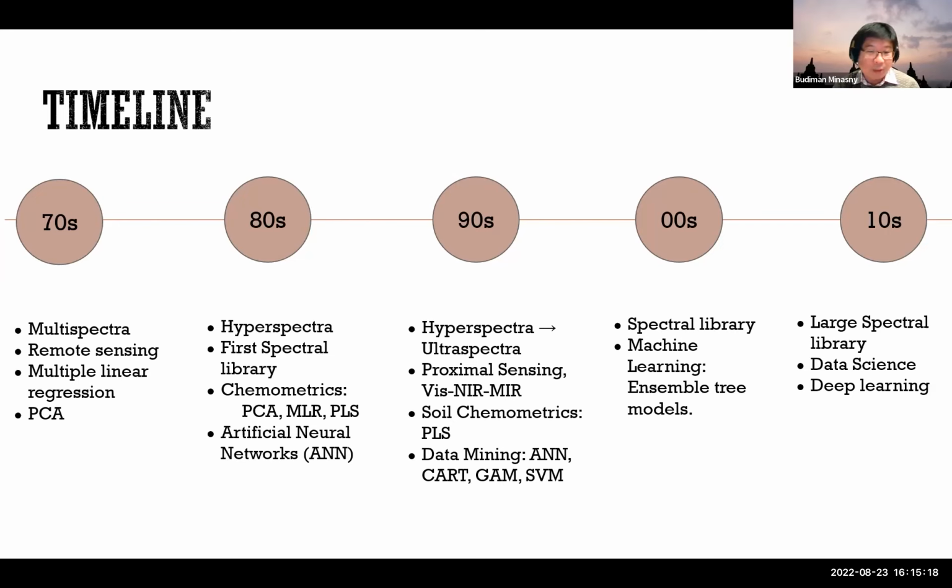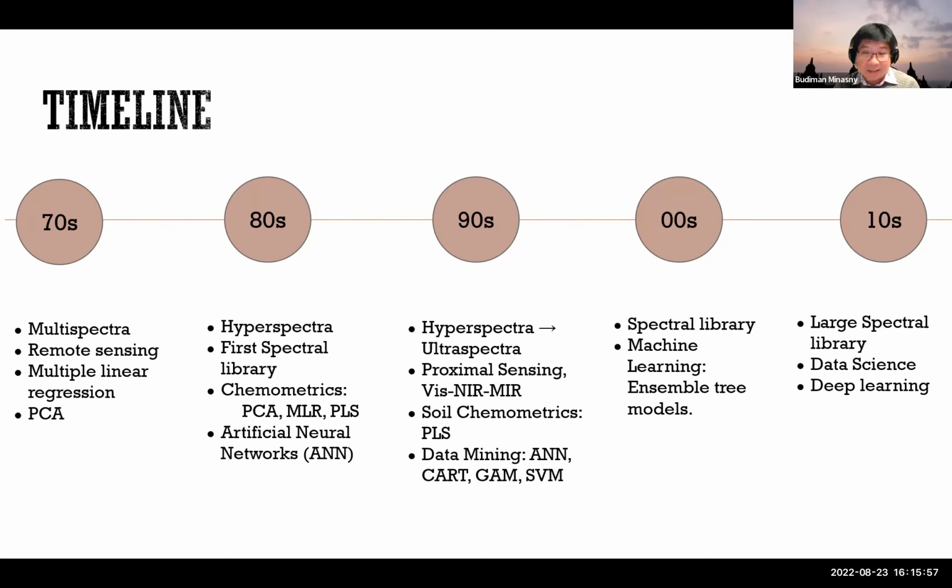In the 80s, we have more of what we call hyperspectra. That means we have hundreds of variables in the spectrum. And people were talking about creating a soil spectral library. If we have a library of spectral responses from different types of soil, can we make a library so that we can infer properties from all around the world? Then in chemistry, it's called chemometrics, and there's a method called partial least squares, which I'll talk about later. And people were also starting to talk about neural networks.